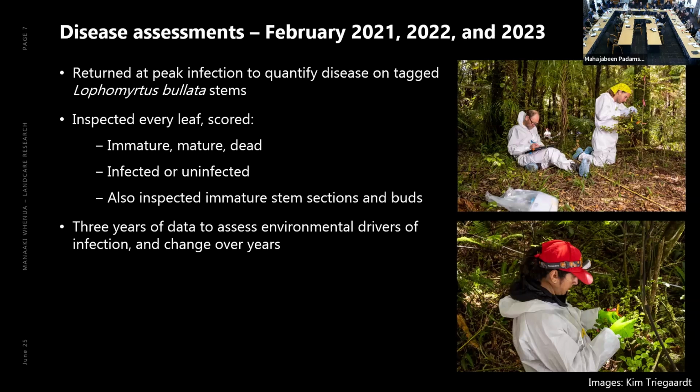And we quantified disease on those tagged individuals that I told you about before. So we inspected every single leaf. First, we scored whether they were immature or whether they were dead. This is important because theoretically it's only the immature leaves that can be infected by myrtle rust. Once they harden and become mature, they become immune. We then assessed whether they were infected or uninfected. We didn't do any quantitative measure of how infected they were. It was just a yes or no.